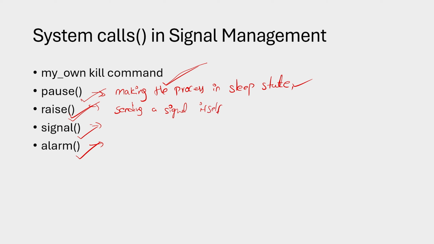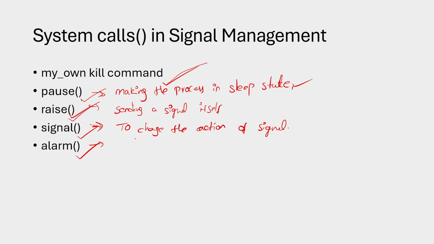Raise system call and signal system call. This is very important. Signal system call, what is the purpose? The purpose is to change the action of a signal. We already discussed this and saw many examples on these things. Please revise.